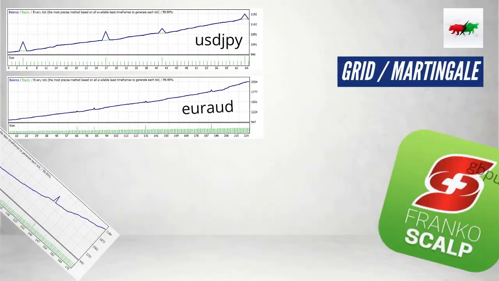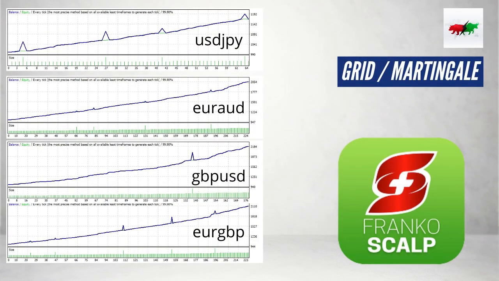Now looking at the grid martingale pairs, USD JPY, Euro AUD, GBP USD, Euro GBP, you see the lines are all very similar, very linear graphs. You can see the little peaks where there was some drawdown.